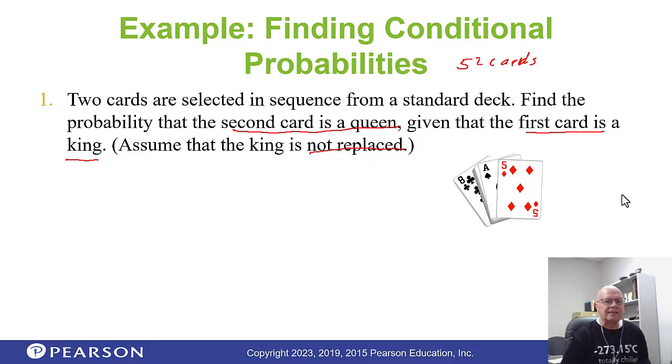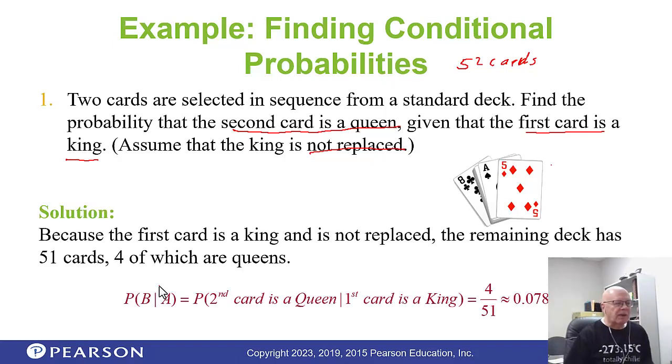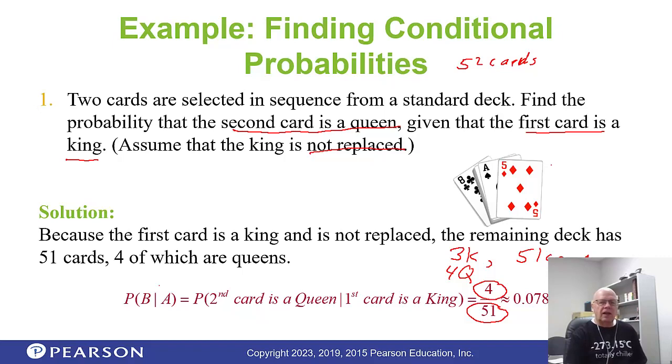Now because the first card is a king and not replaced, the remaining deck has 51 cards. In other words, one's gone. We didn't put it back. So we can ignore that king. At that point, there's only 3 kings and 51 cards in total. Now there are still 4 queens. So our probability, because there are 4 queens possible to pull out, but only 51 cards left. And use the calculator a little bit, and there's our probability.